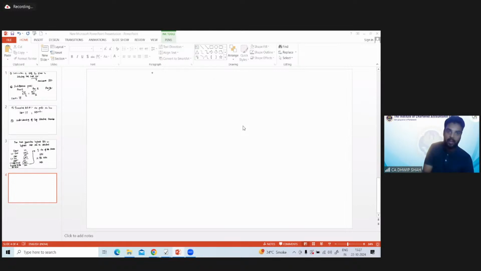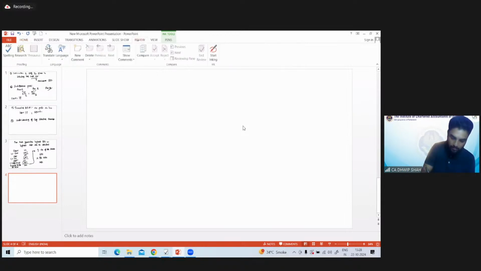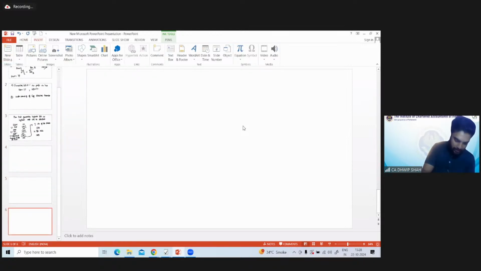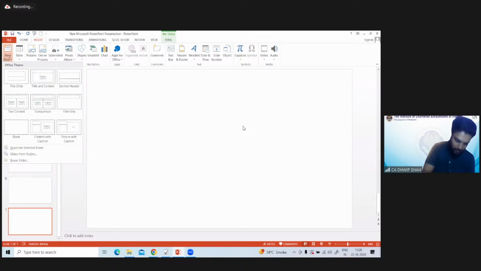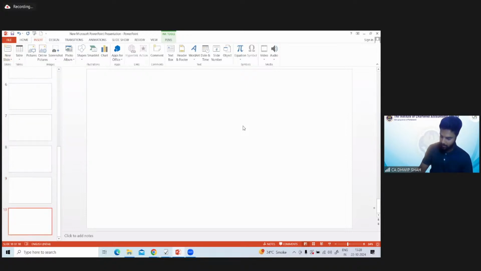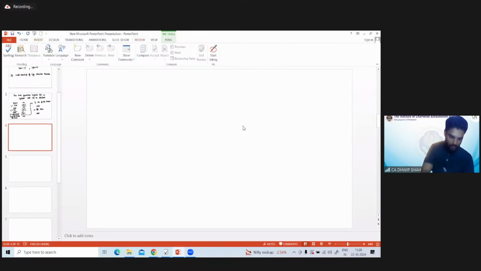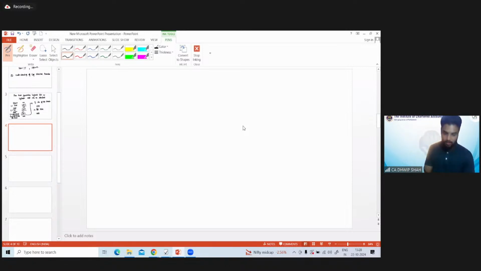So first step, whenever you solve this kind of questions, your first step is to write down the plans, the different plans. I will just keep on adding some. Working note 1, evaluation of different alternatives.